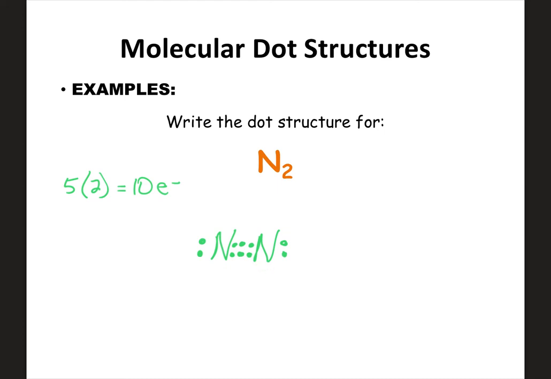Now when you total this up, you're at 10 total electrons in your picture. And if you check, each nitrogen has 8 valence electrons around it. So this would be the correct dot structure for N2. And if you check it according to HONC, nitrogen likes 3 bonds. It has 3 bonds there between it. It's a triple bond.